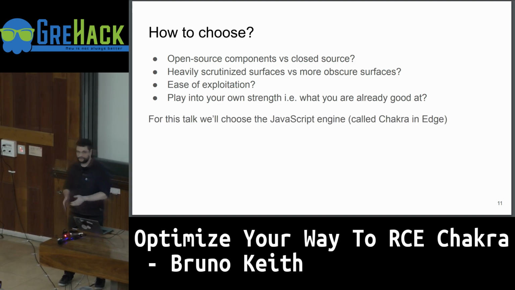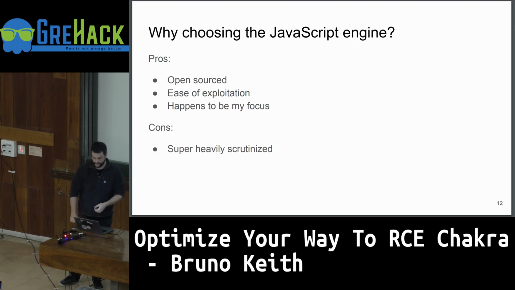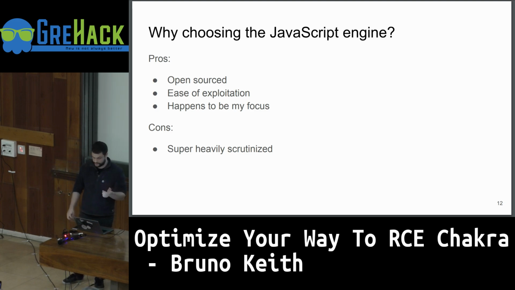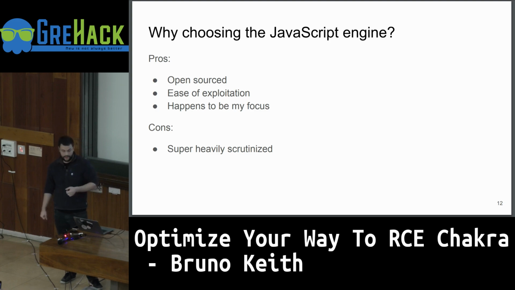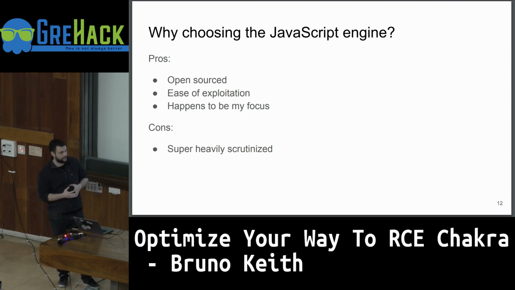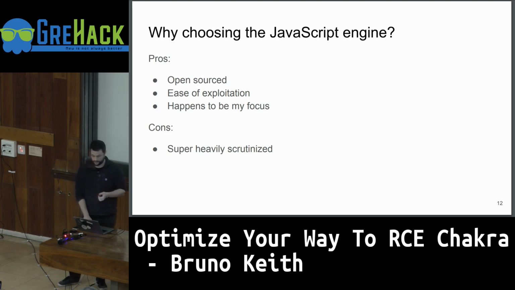And so for this talk, of course, we're going to be talking about the JavaScript engine, which is called Chakra in Edge, and we'll be focusing on that from now on. So why choose the JavaScript engine? A few things for which I think it's a good target. First of all, it's open sourced. Ease of exploitation as well. The fact that you have access to what is effectively a scripting language makes it super easy and nice to chain that with another bug. It also happens to be my focus, but you have a very big drawback, which is that it's super heavily scrutinized. So you're going to be competing with a lot of people.